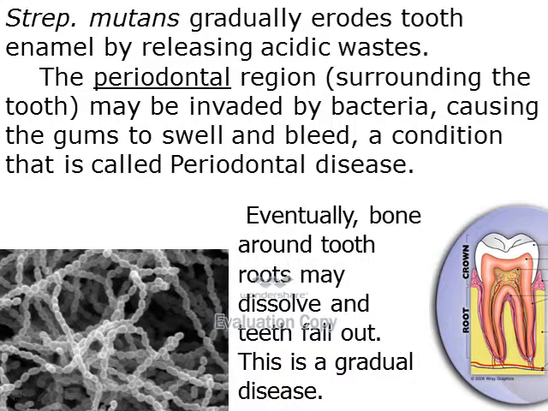Strep will gradually erode tooth enamel with these acidic waste products until the periodontal region (peri means around) the region around the tooth is invaded and the gums swell and bleed, and we now have periodontal disease. But if this is untreated, then the alveolar bone around the tooth may dissolve, the teeth fall out, and it may not hit us till our 50s or 60s, but there we find ourselves toothless.